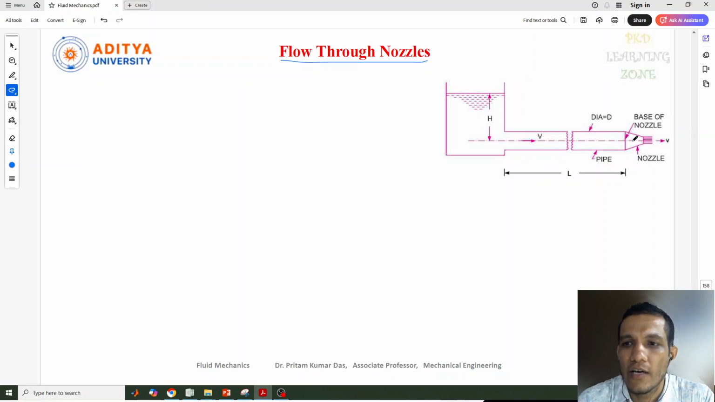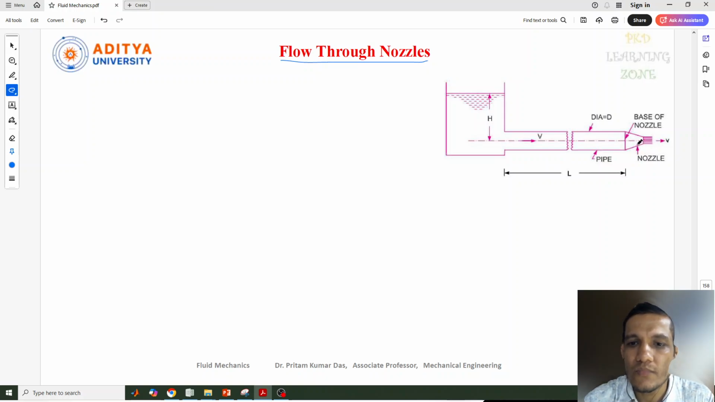The nozzle is fitted at the end of a pipe to increase the fluid flow velocity. So here also a similar concept is there. There is a large container, and a long pipe is connected to this container, and at the end of the pipe, a nozzle is fitted.